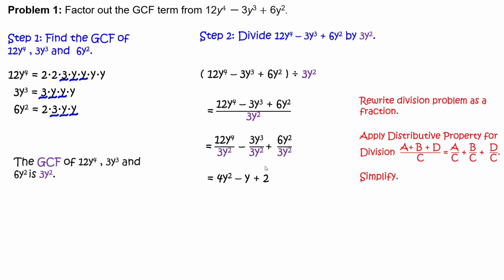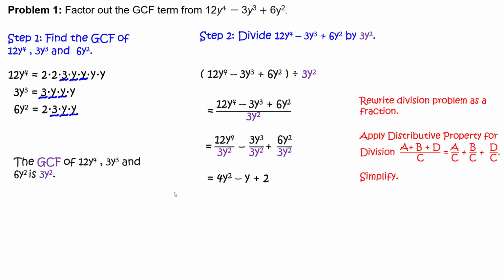3y cubed divided by 3y squared. 3 divided by 3 is 1. Y cubed divided by y squared, you're going to have 1y left over. If you write them out, you can write them out to divide. 6y squared divided by 3y squared. 6 divided by 3 is 2. Y squared divided by y squared is 1. It's not 0, right? So you're just going to get 2.